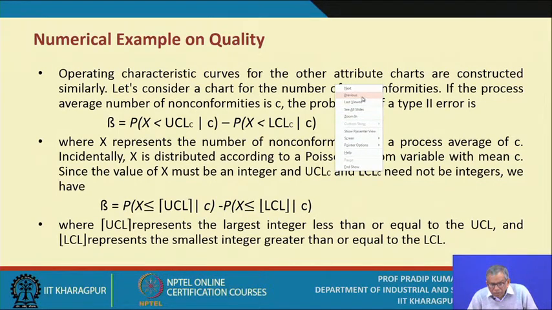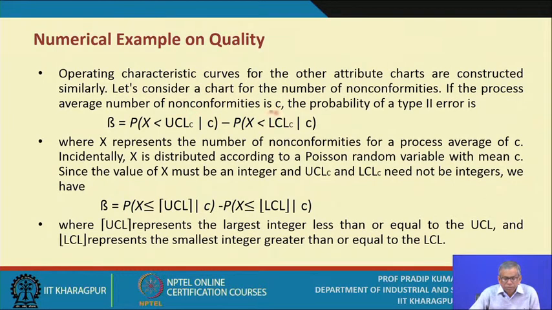Now, whenever we refer to the operating characteristics curves for a specific control chart, first you have to consider, for the C control chart, what could be the possible values of the number of non-conformities. In the C control chart, we assume that the sample size remains constant.